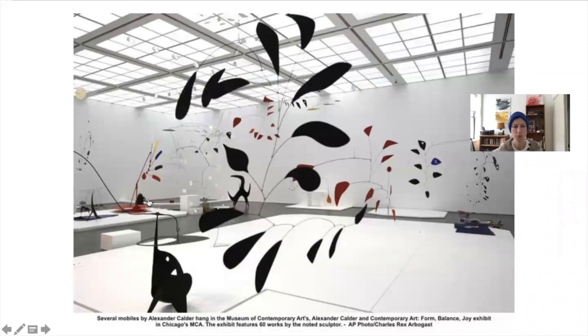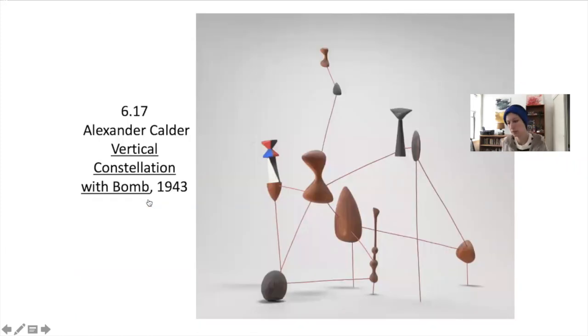Here are several mobiles by Calder that were in the Museum of Contemporary Art in Chicago. So in this case, even though the parts aren't actually moving, they move our eye around the artwork using those points and lines. You're going from one part of the sculpture to another, following those thin pieces of, I think that is wire in this case. So your eye is moving even though the work itself is not moving.